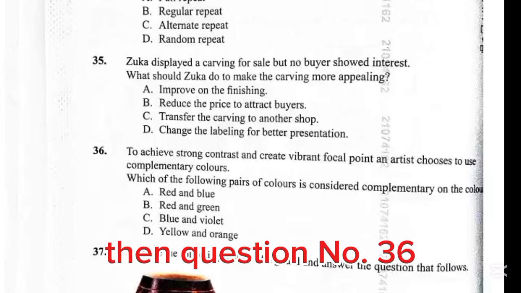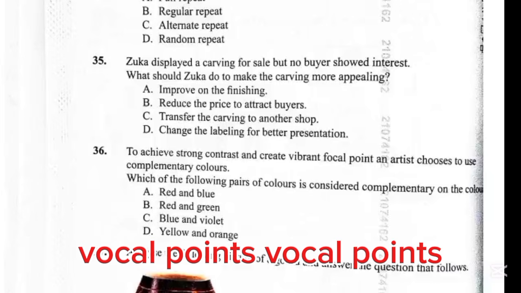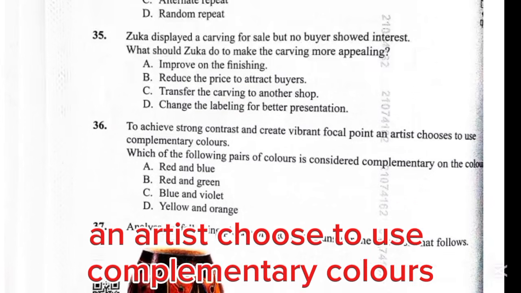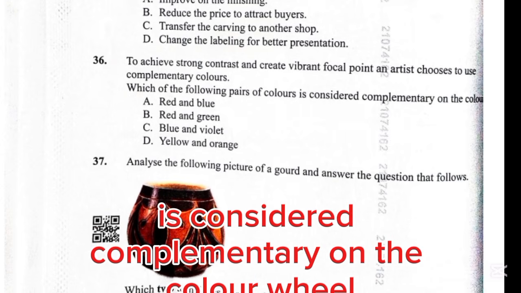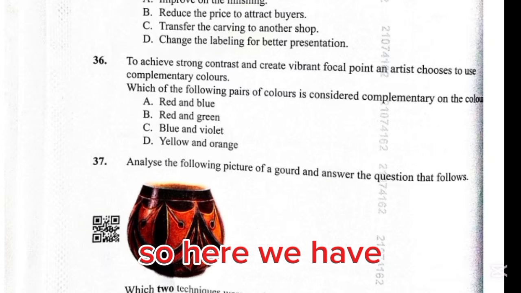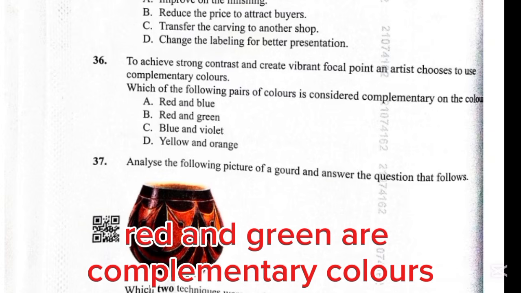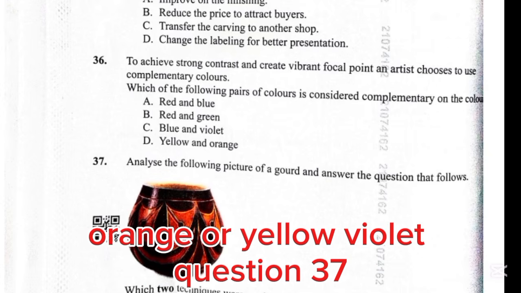Then question number 36. To achieve strong contrast and create vibrant focal points, an artist chose to use complementary colors. Which of the following pairs of colors is considered complementary on the color wheel? Here we have red and green as complementary colors. We can also have blue and orange, or yellow and violet.